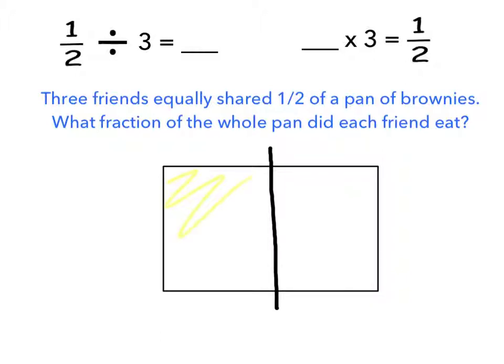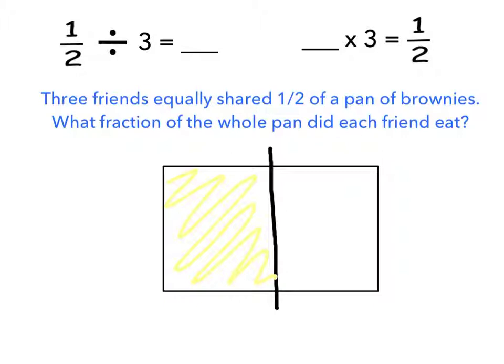So this part that I'm shading in yellow, that's the part that was still in the pan when the friends came home from school and they decided we're each going to have an even share of the part of the brownies that's left in the pan, this half a pan. So now we need to figure out if each of the friends shared it equally. How can we show that using the visual model?